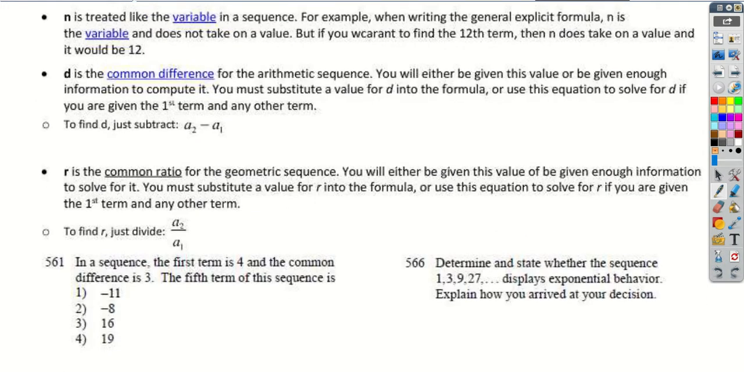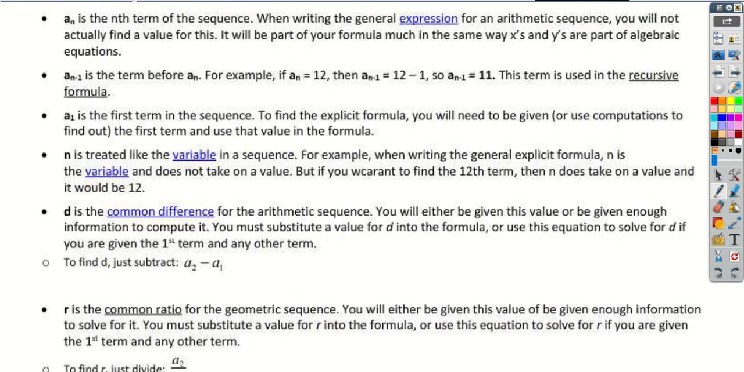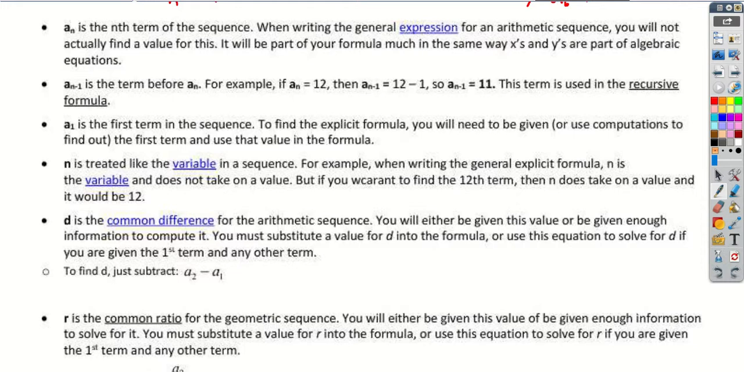All right. When we talk about a sub n, that's what this intro part says. It's the nth term in the sequence. So in general, it just represents like a y. A sub n minus 1 is the term right before that term. So if we're talking about the 12th term, a sub n minus 1 would be the 11th term. All right, this is for the recursive formula.